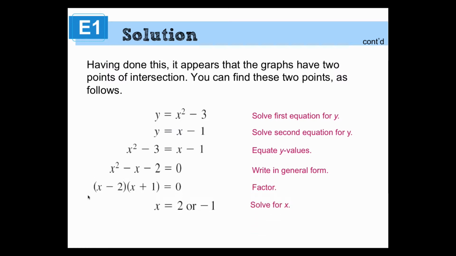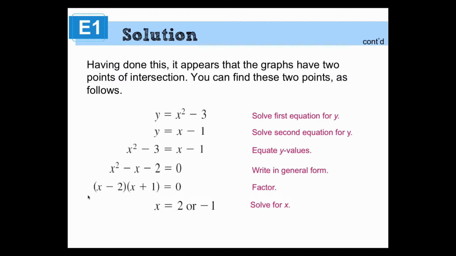Find the 2 x's, and then John, what was the last step you said to do? What do I do with those x's? You plug them into one of the original equations. Doesn't matter which one, but it seems like the linear one would be easiest. Well said. Take those 2 numbers, plug them back into one of the equations. It doesn't matter which one. And as John said, I would probably use the linear because it's a little bit easier. 2 minus 1 is 1, and negative 1 minus 1 is negative 2.